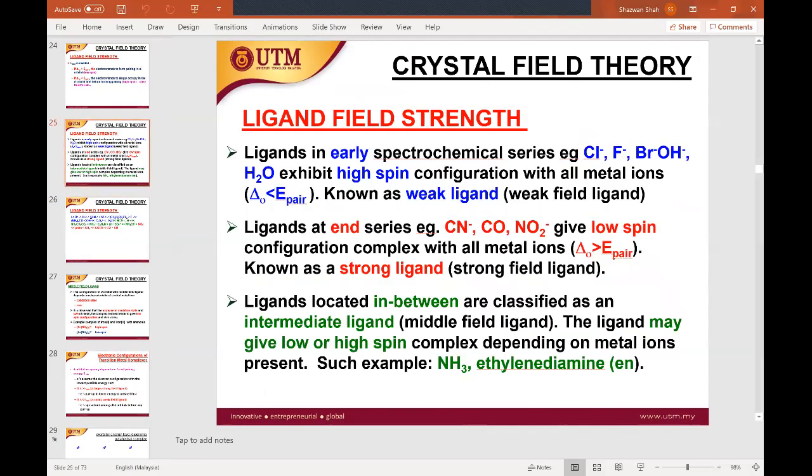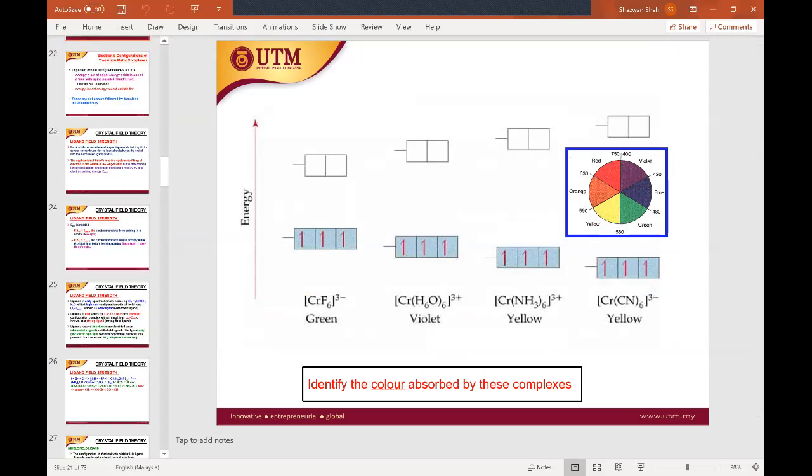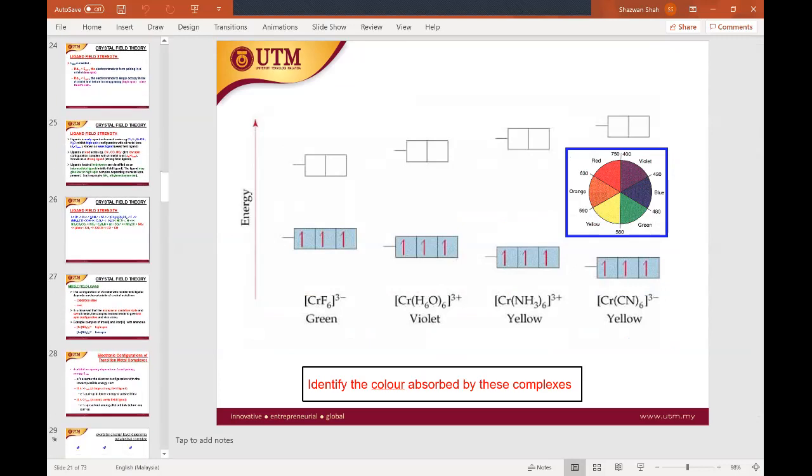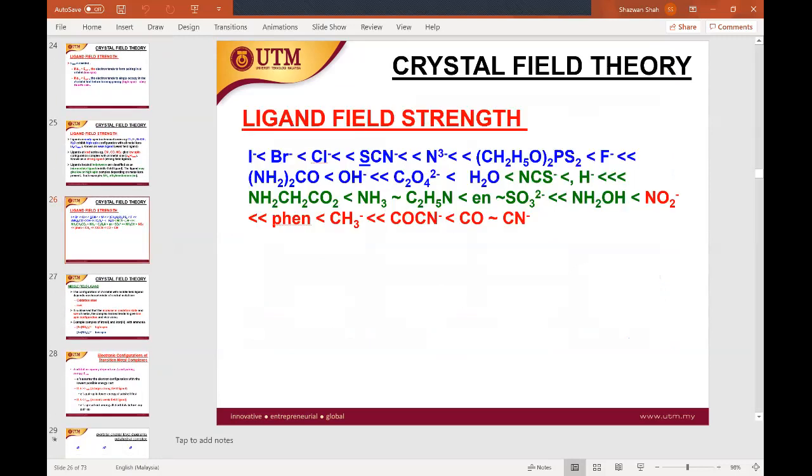So we have ligands located in between. This is intermediate ligand, middle field ligand. So those in blue are weak ligand. Those in green are intermediate ligand, and those ligand in red are strong field ligand.